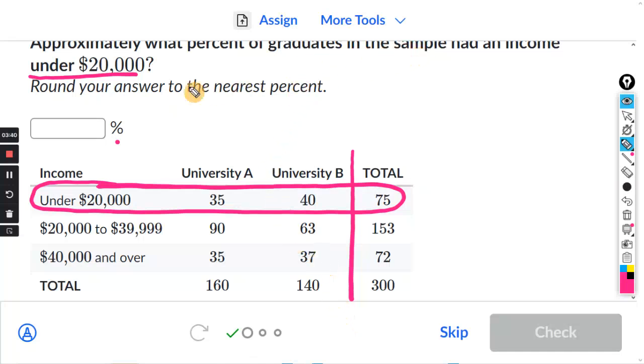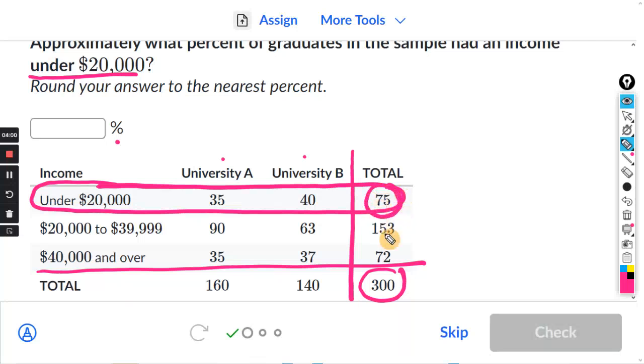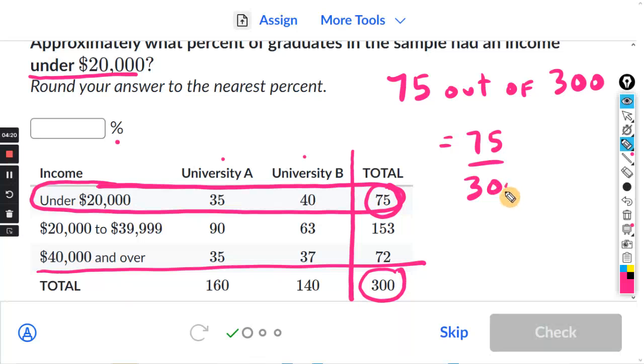So what percent of grads had an income under 20? Well, we're looking at all grads, not just University A or University B. We're looking at all grads. So we want to go to the total right here. And how many of those 300 were under $20,000? 75. So 75 out of 300 was under $20,000. Okay, and if you want to find the percentage, you just do 75 divided by 300.